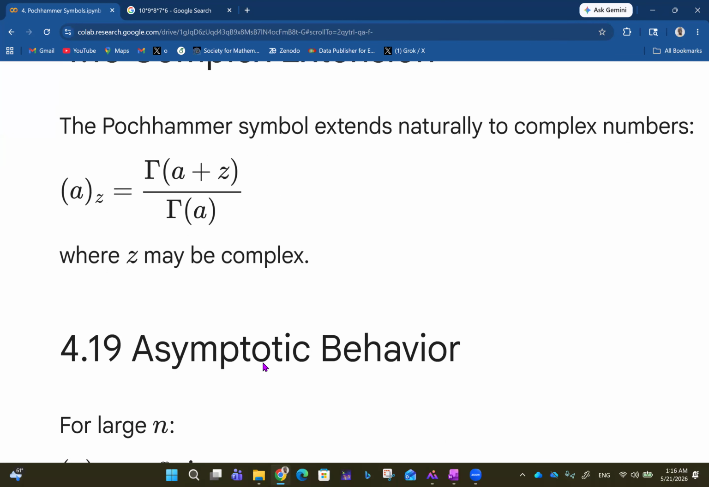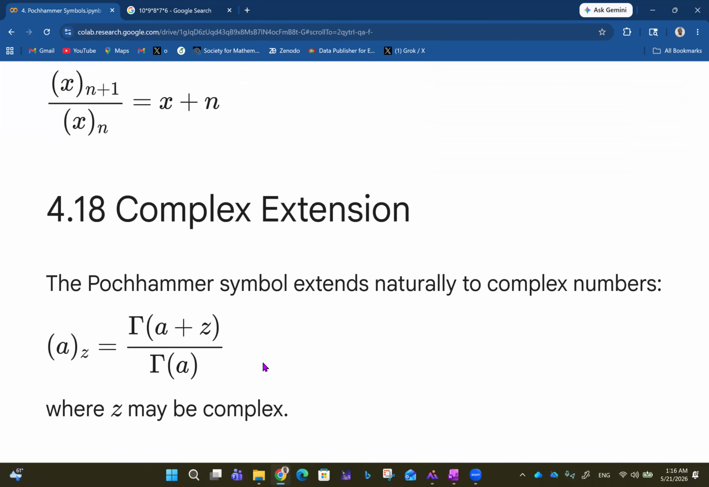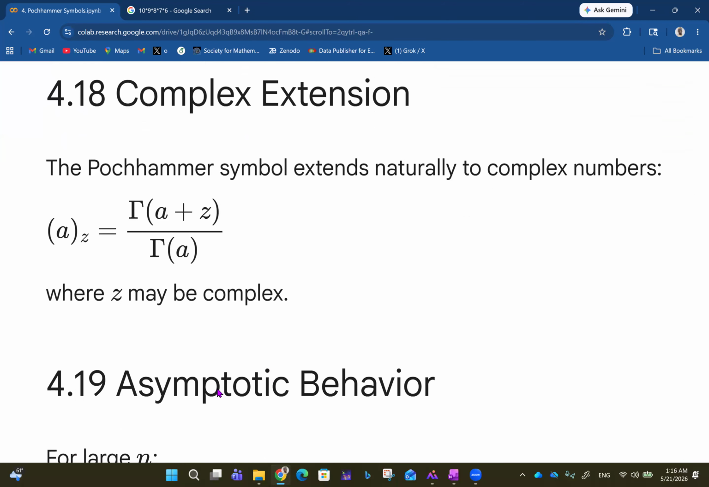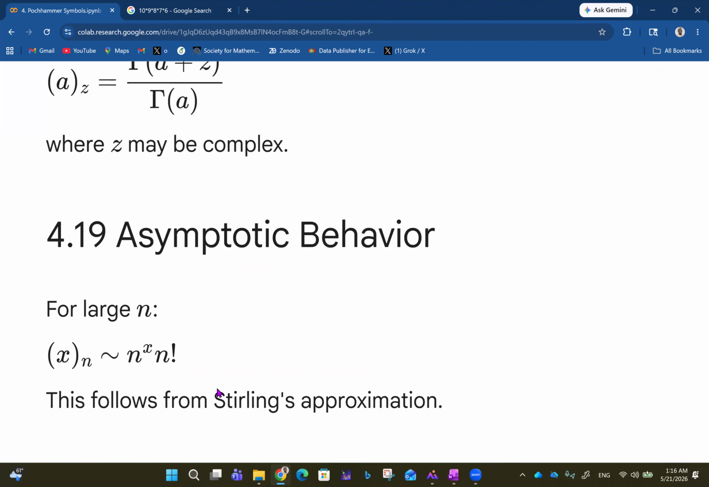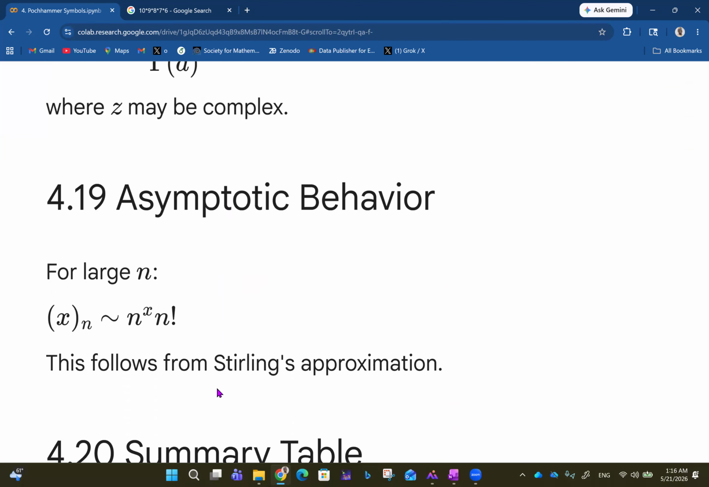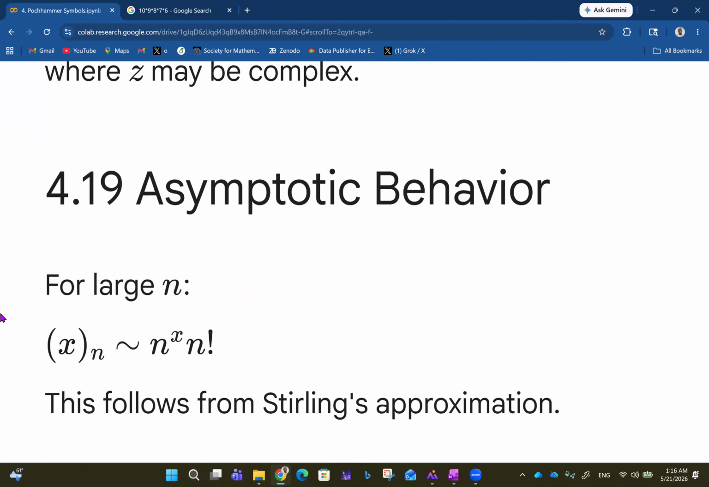Then we have some complex extensions. So the Pochhammer symbol extends naturally to complex numbers. So you have a sub z equals gamma a plus z over gamma a, where z may be complex. Then 4.19 tells us about asymptotic behavior for large n, right? x sub n of the rising factorial is approximately the same thing as n raised power x times n factorial. So this follows from Stirling's approximation.